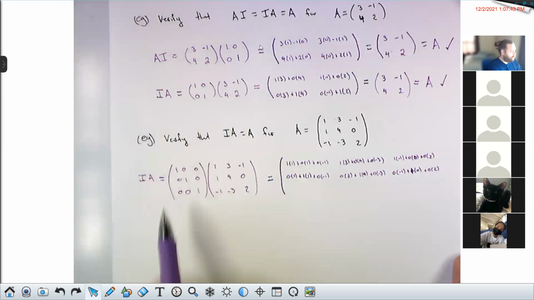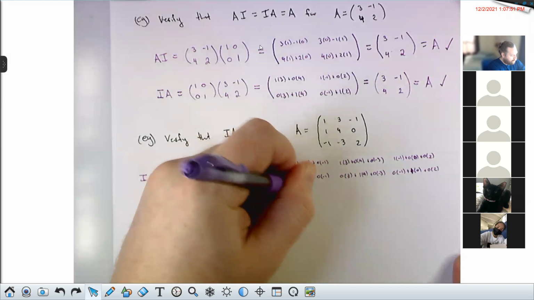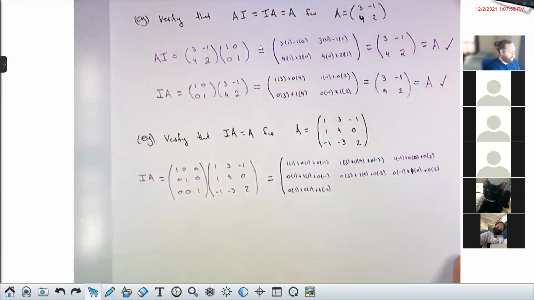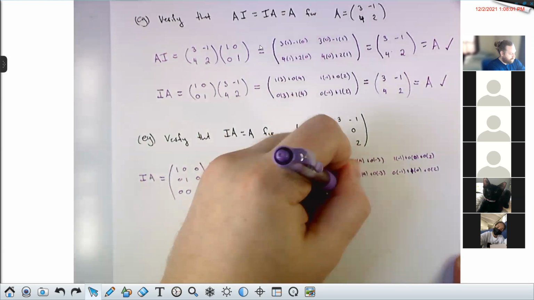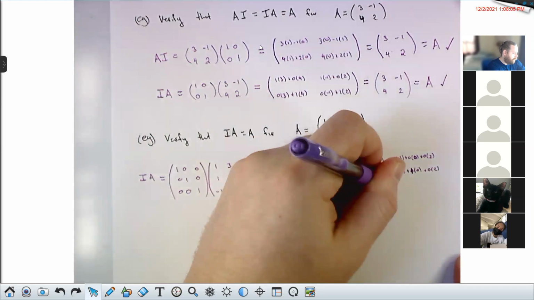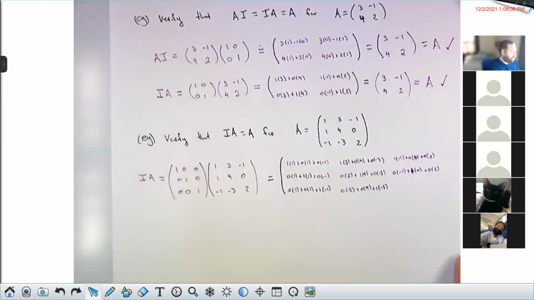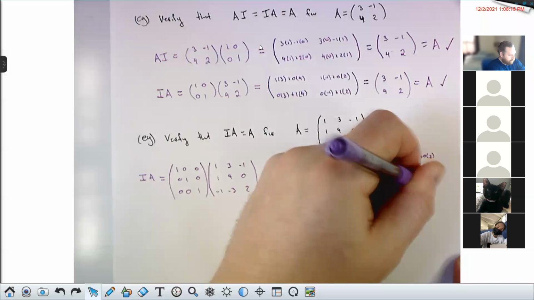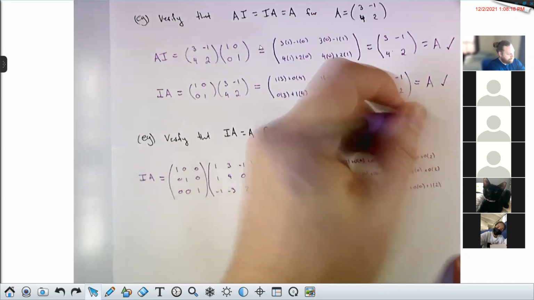And then the third row, we use the third row first column. That's 0 times 1 plus 0 times 1 plus 1 times negative 1. For the 3, 2 position, I use the third row second column. That's 0 times 3 plus 0 times 4 plus 1 times negative 3. And for the 3, 3 position, I use third row third column. That's 0 times negative 1 plus 0 times 0 plus 1 times 2.